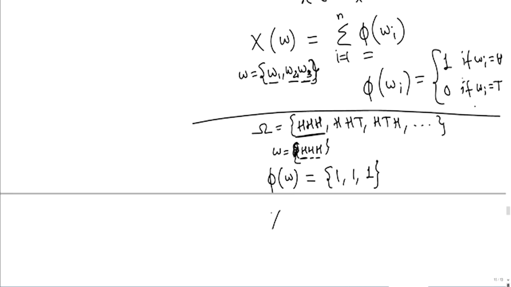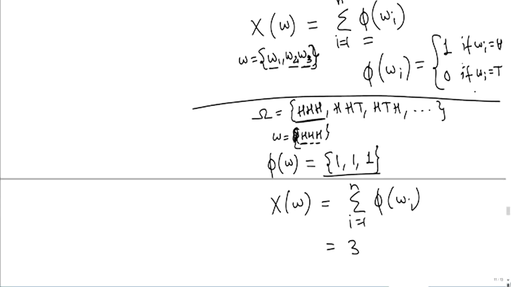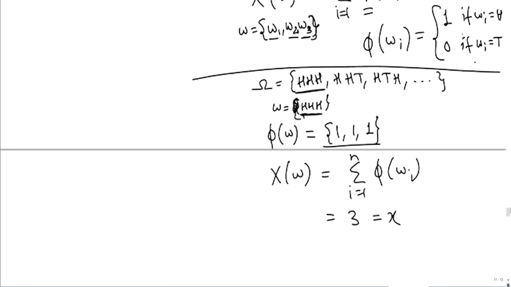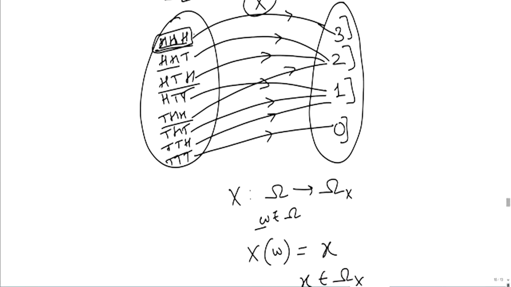So, X of omega would be the summation of phi of omega i. In this case phi of omega i has values 1 1 1. So, you basically sum all these 3 values, so you will get 3. So, X of omega is 3. Basically, this particular outcome HHH would be mapped to 3 in your another space omega x, right. So, this is what we were doing here. We mapped HHH to 3. This is what this function does. It basically counts the number of heads.